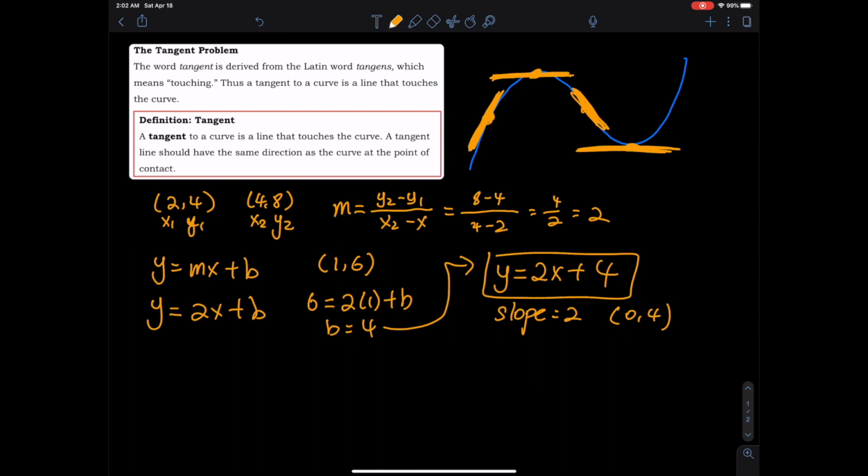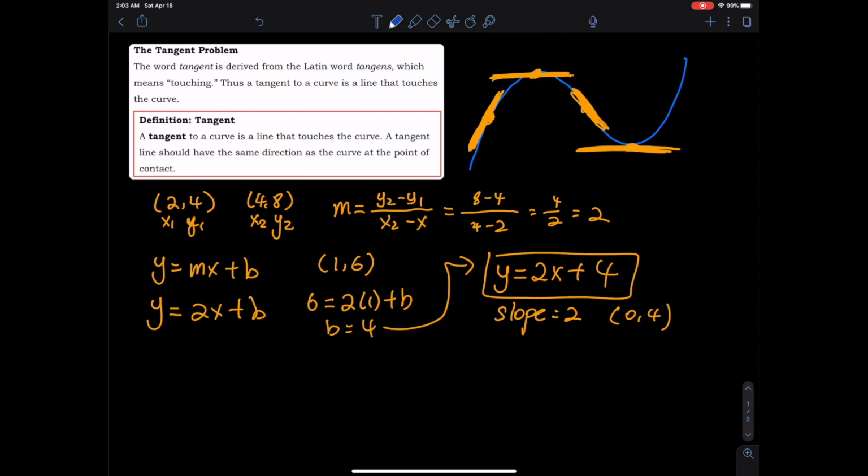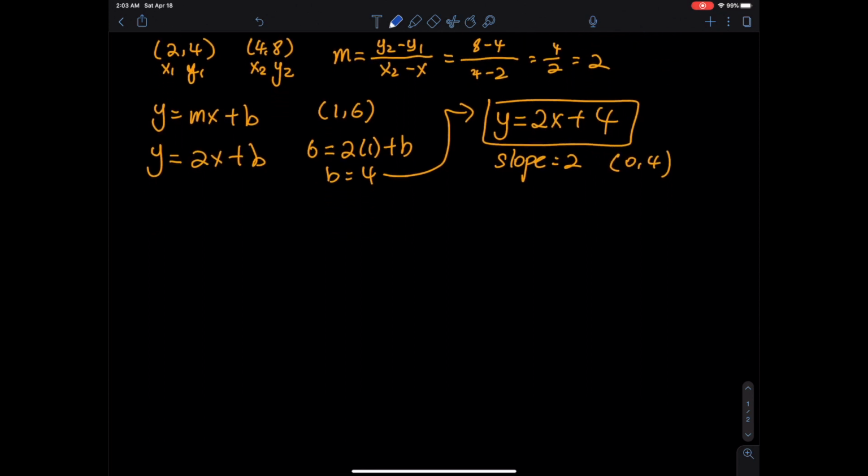But the thing is, what if you have a parabola? Let me remind you that a parabola is a curve, right? So you have a parabola, and this is a parabola. It's not a straight line. Not a straight line means the slope is changing all the time. This point and this point have different slopes. The vertex at this point doesn't have the same slope either. So how do you find the slope if the graph is not a straight line? That is what we are trying to find out in calculus.